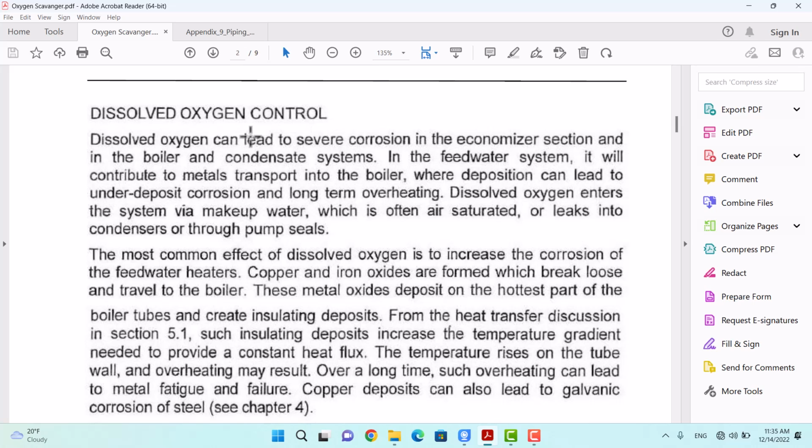Dissolved oxygen control. Dissolved oxygen can lead to severe corrosion in the economizer sections and in the boiler and condensate systems. In the feedwater systems, it will distribute metal transports into the boiler where depositions can lead to under-deposit corrosion and long-term overheating. Dissolved oxygen enters the system via makeup water, which is often air-saturated, or leaks into the condenser or through pump failure.